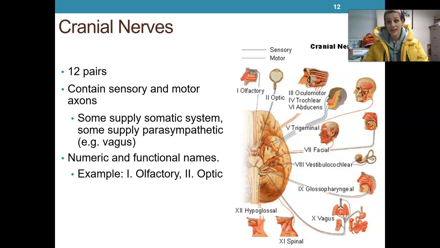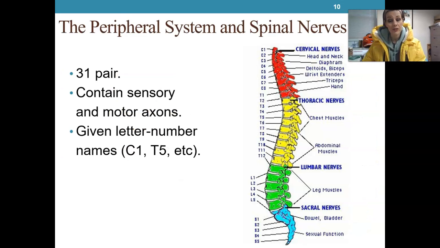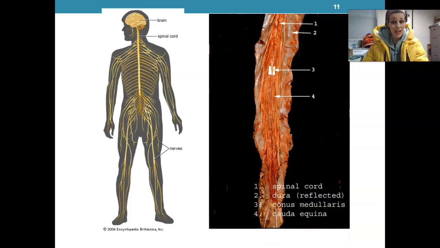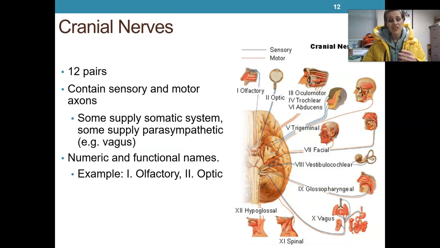Some of these are going to supply the somatic system, like the optic nerve and the vestibulocochlear nerve, which includes the auditory nerve, and some of these are going to supply the parasympathetic nervous system, such as cranial nerve number 10, the vagus nerve, which is responsible for a lot of different organs in the body. Now, compared to the spinal cord, where we have letter number names to help alert us to location, cranial nerves tend to have numeric and functional names. So for example, cranial nerve number 1 is olfactory, cranial nerve number 2 is optic.